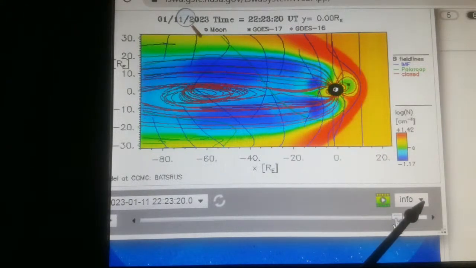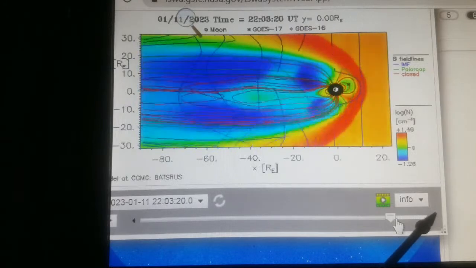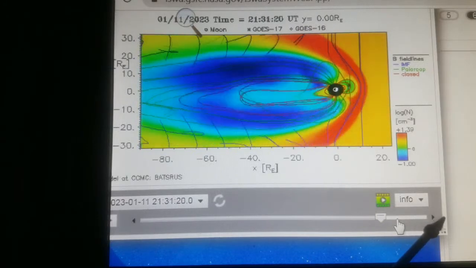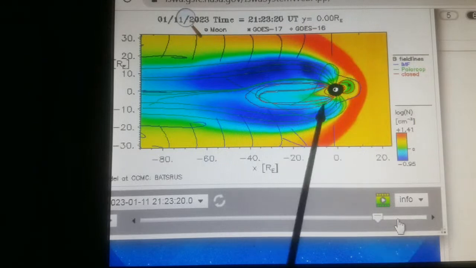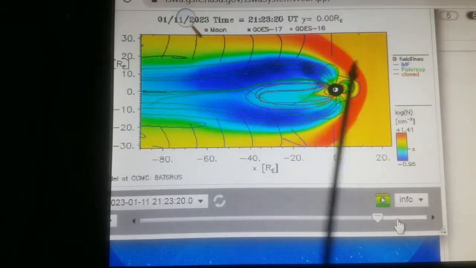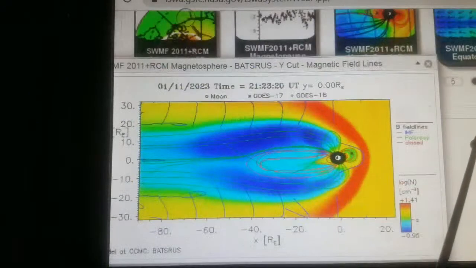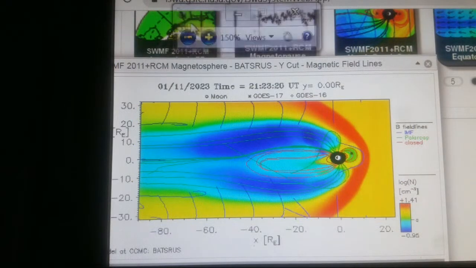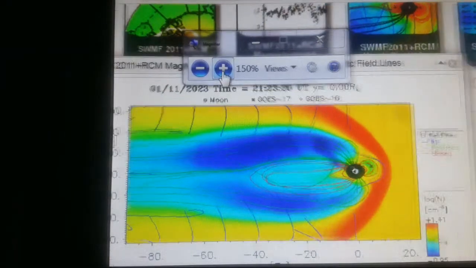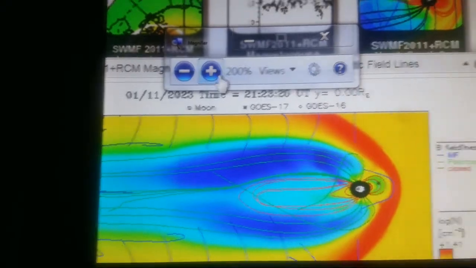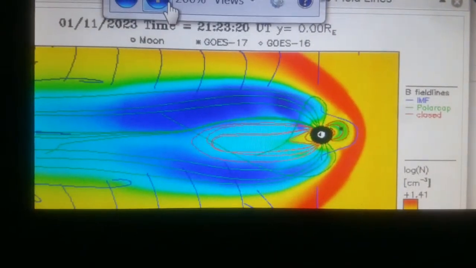See this right here, this jumbled mess? We're going backwards in time. All right, this is what it usually looks like. These are field lines that are loops. So we're going to zoom in here real quick, and here's our little legend.